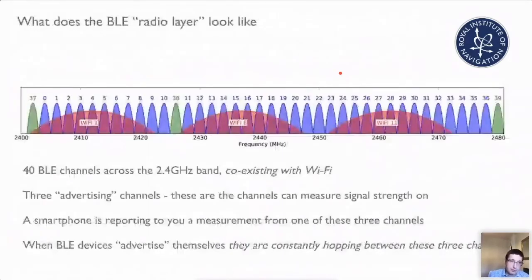Now, the next problem, the big spread in apparent received power, is caused by a behavior to do with how Bluetooth works at all. So this is the 2.4 gigahertz radio band. It's shared with Wi-Fi, and there are 40 Bluetooth channels spread across the band. And these ones labeled 37, 38, and 39 are what's called the advertising channels.